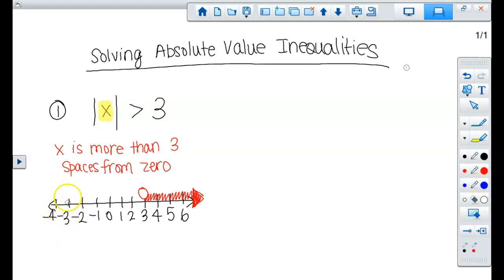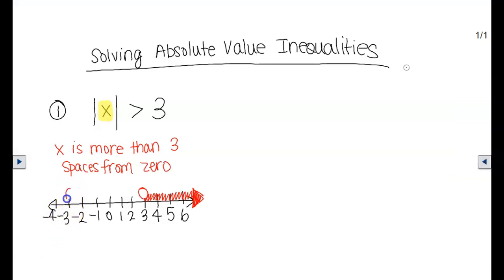So what I'm going to do is come right here to -3 and put an open circle on that to say x can't be -3. But that's kind of where the things that x can be start, because anything below that -3 would also be more than 3 spaces away from 0.